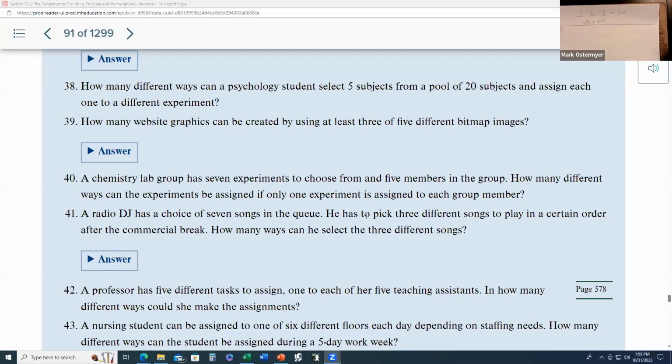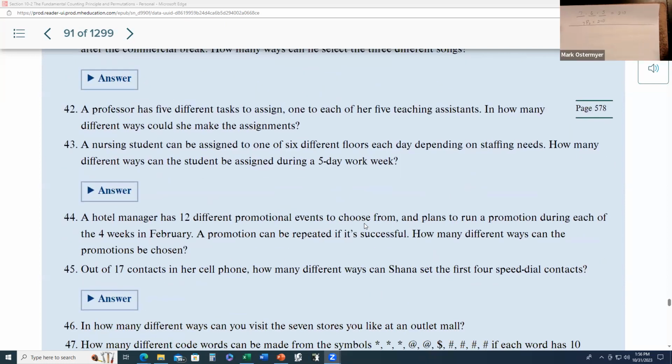Okay, let's turn the page. All right, number 43, try this problem. A nursing student can be assigned to one of 6 different floors each day, depending on staffing needs. How many different ways can a student be assigned during a 5-day work week? Try number 43. That'll be another classwork.